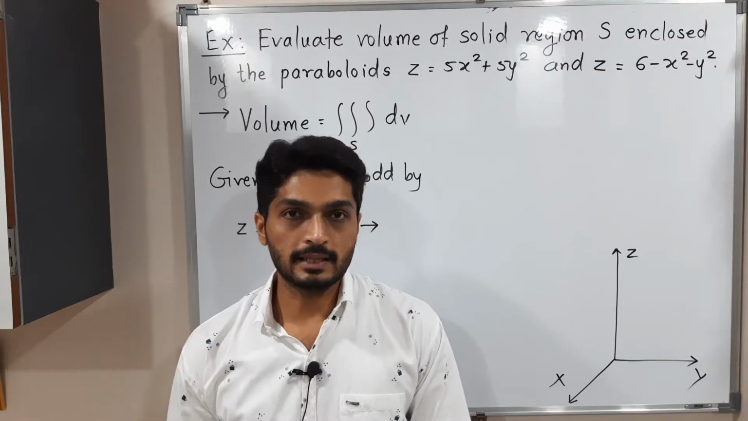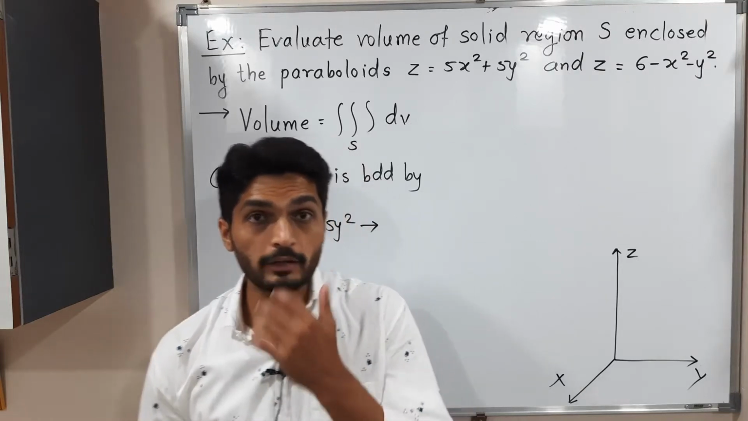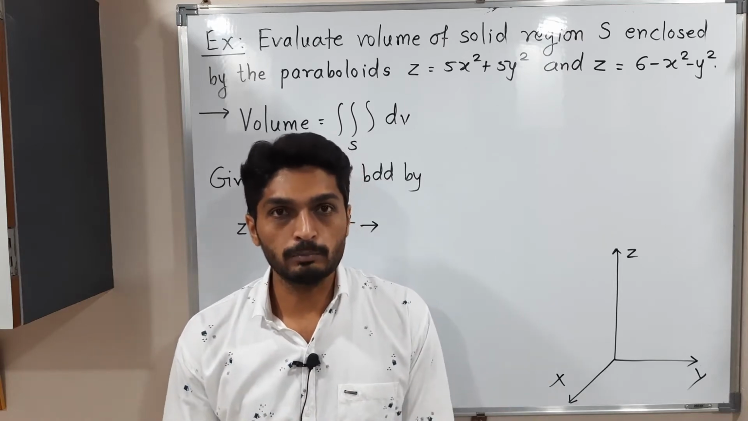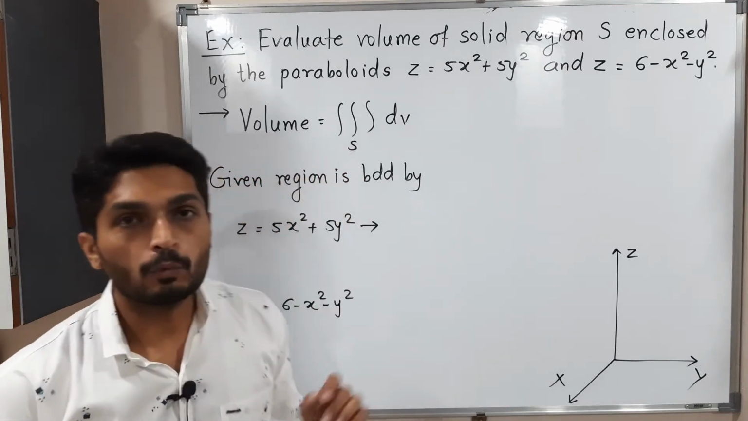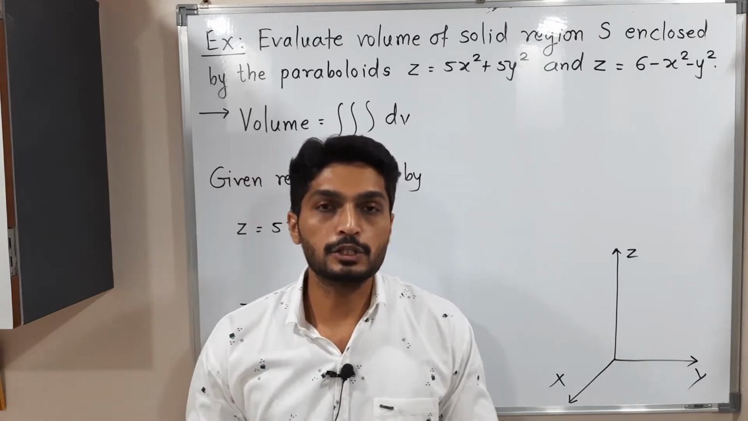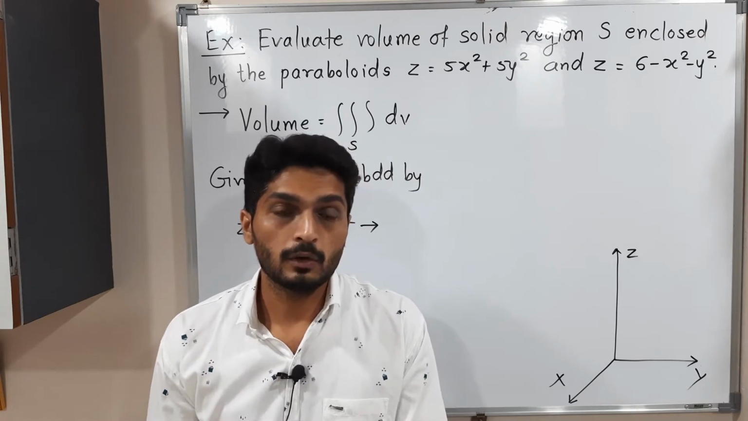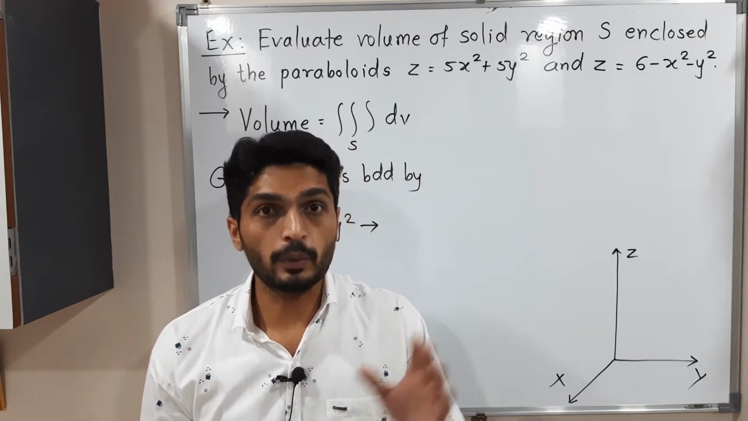Let's discuss this example. In this example we have to find volume using triple integration. What is the formula to find volume? We have a very simple formula: volume is equal to triple integration dV. So let us focus on the region. What have they mentioned? Region bounded by.